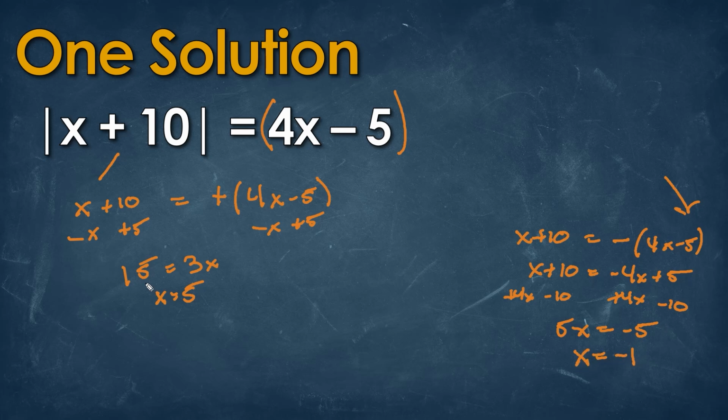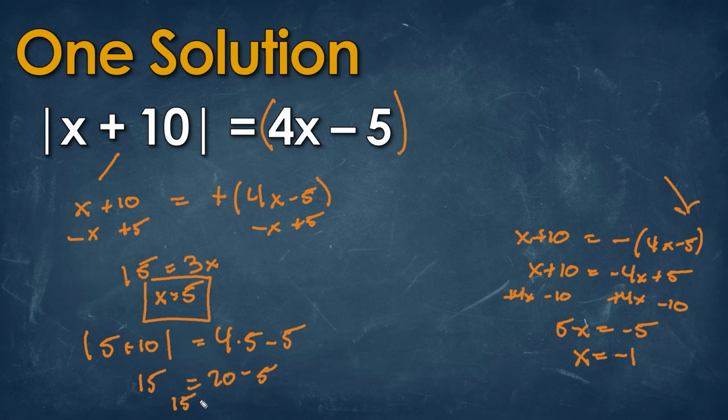Now if we plug 5 into our equation, we're going to get the absolute value of 5 plus 10 is equal to 4 times 5 minus 5. This will give us 15 is equal to 20 minus 5. So therefore we get 15 is equal to 15. That checks out.